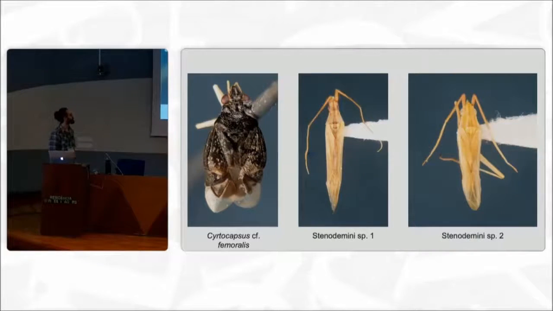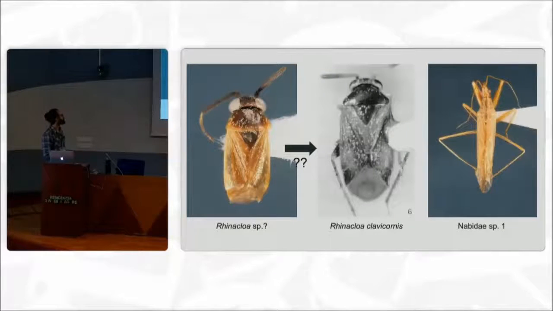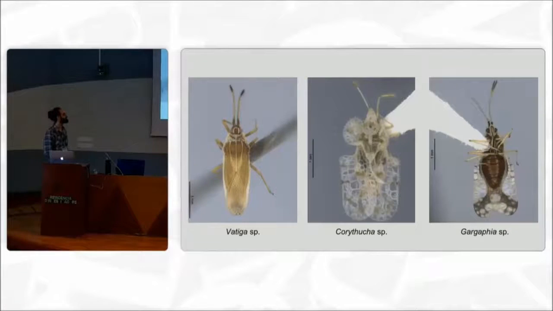These are the Mirids, the Cytocarpus femoralis, and these 2 Stenodemini. So they also collected, again, the Hinacloa, probably would be this one, and also species of Nabidae.